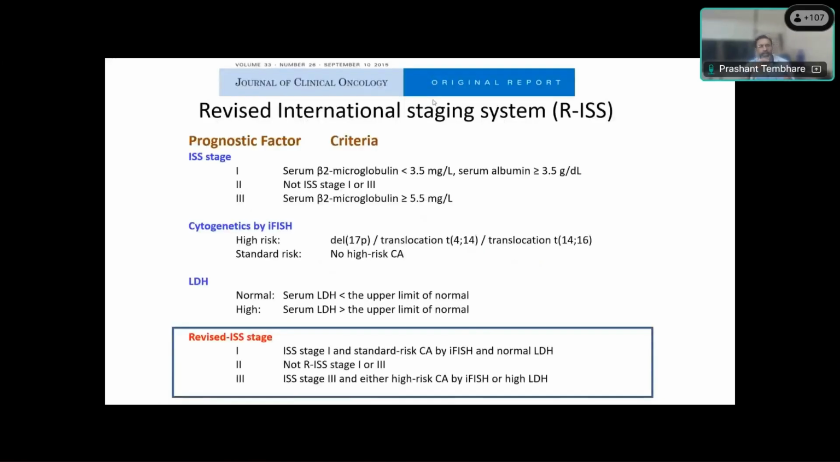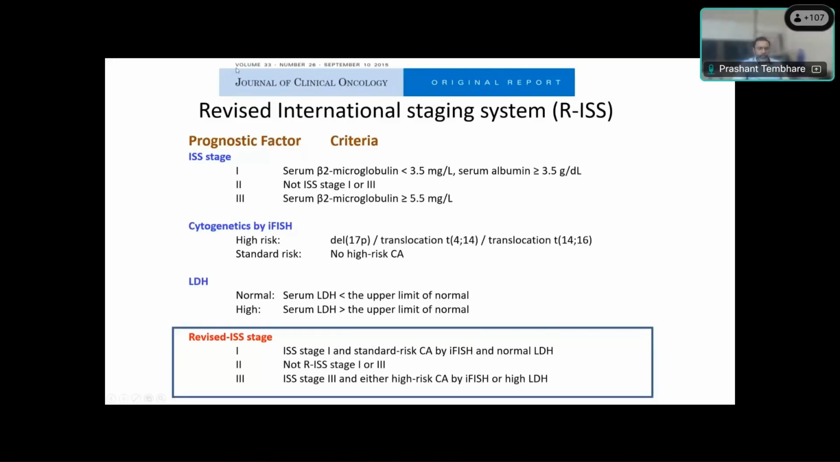Now, currently the IMWG, the International Myeloma Working Group, incorporated the cytogenetics, LDH level, and ISS, and made the revised international staging system, because the old ISS staging was not enough to risk stratify adequately. So they incorporated cytogenetics as well as LDH into the revised ISS staging. Currently, we use the revised ISS staging system for risk stratification of multiple myeloma.